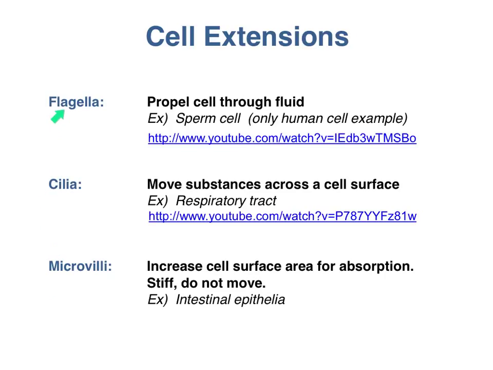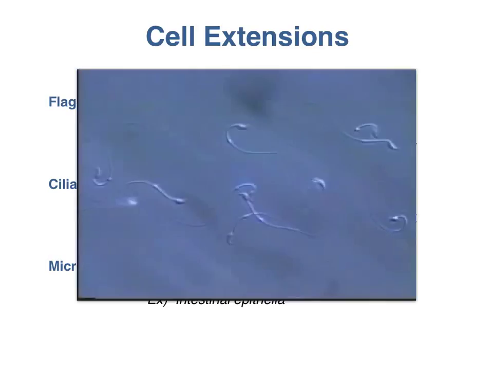Now, flagella, there's only one type of human cell that actually has a flagellum, and that's the sperm cell. So really only about approximately half of the human population actually has flagella, but it's kind of important. And a flagellum is a single long tail on the sperm cell. I want to show you a brief video of some mouse sperm cells.